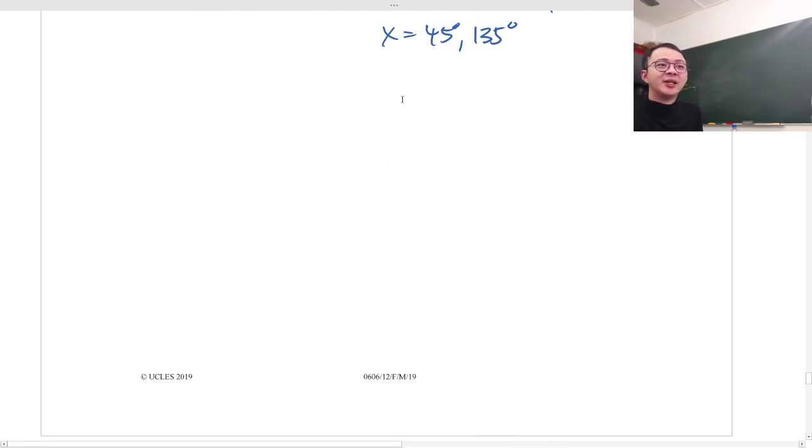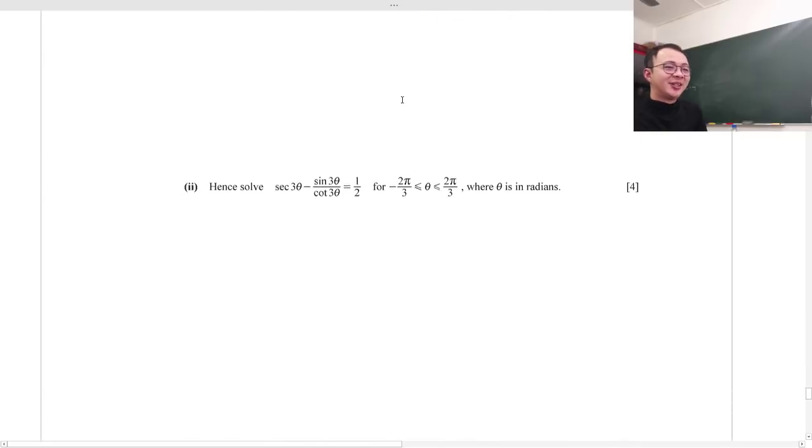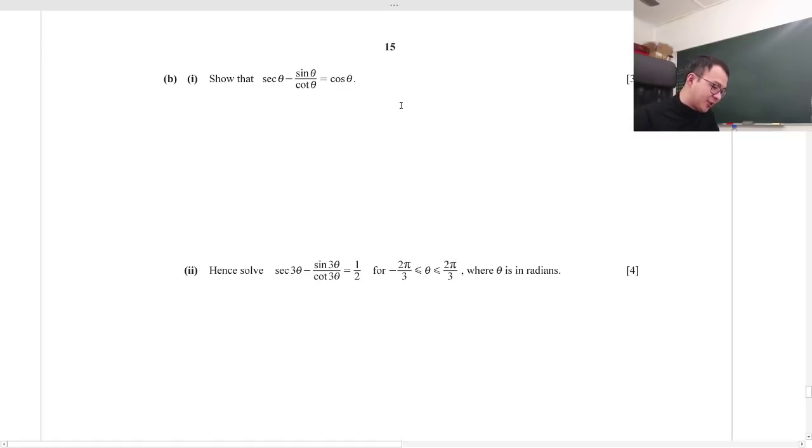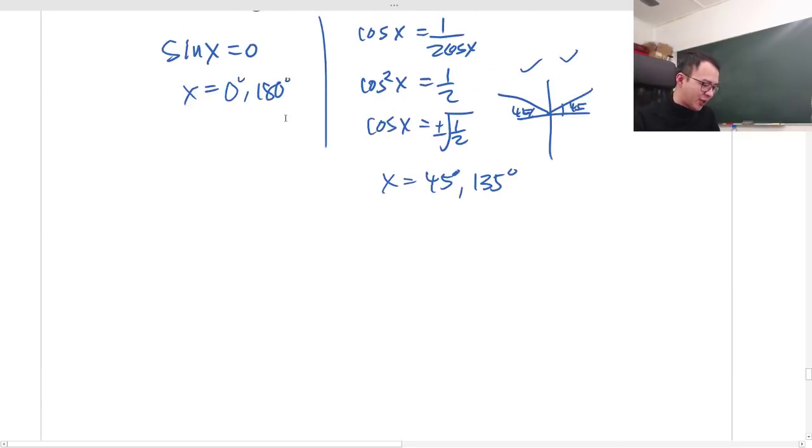So let's have a look on the B here. Okay, B here, they ask us to show, and it's 3 marks. This is second theta. So can we do sine square 2x?